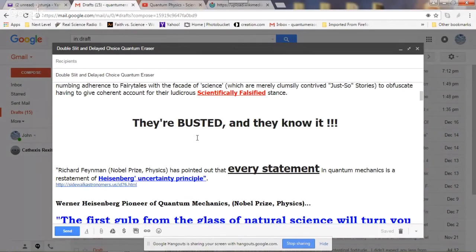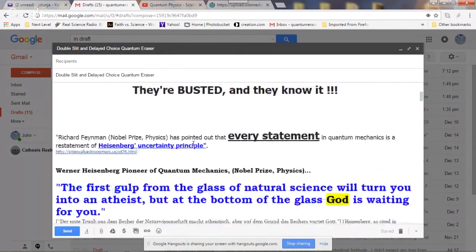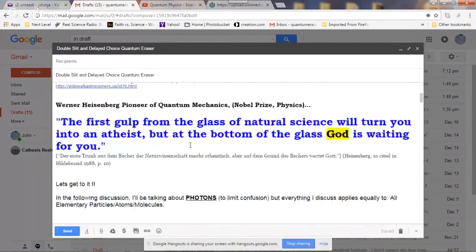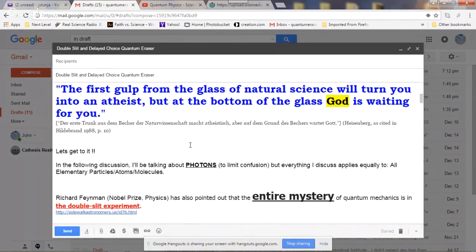So, Richard Feynman pointed out that every statement in quantum mechanics is just a restatement of Heisenberg's uncertainty principle. Well, if that's true, what did Werner Heisenberg think about all this? Well, the first gulp from the glass of natural science will turn you into an atheist. But at the bottom of the glass, who's waiting for you? That's his conclusion. So, let's get to it.